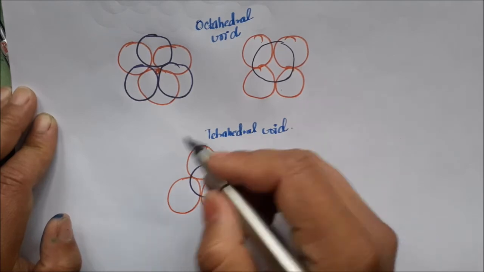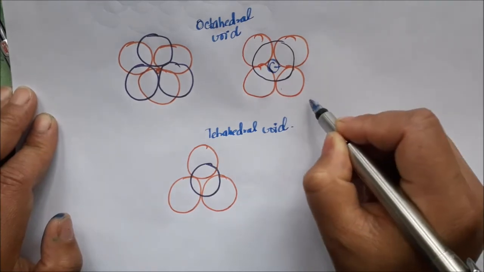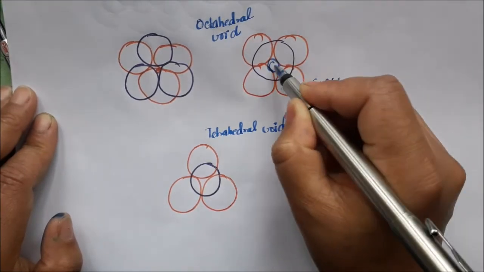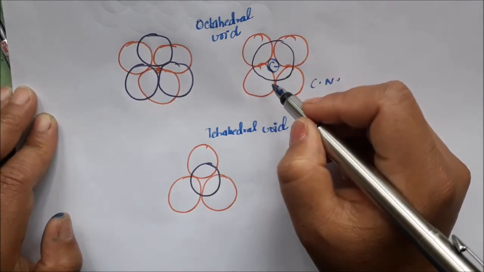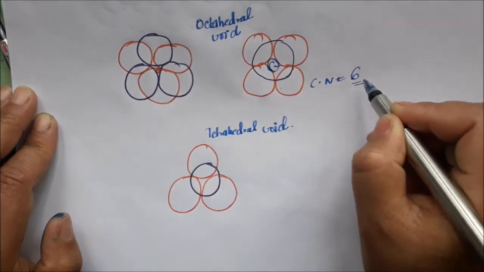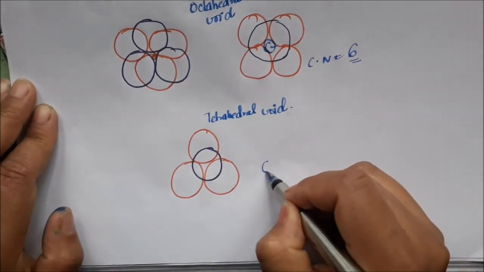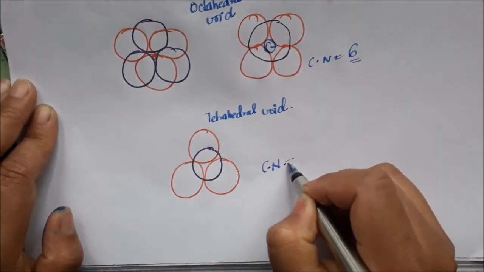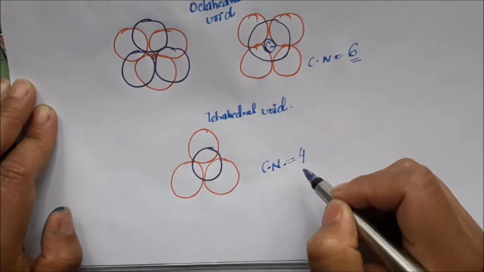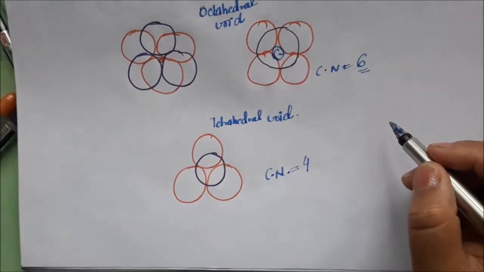So now what is the coordination number of this void? Now this void is surrounded by how many? It results from packing of 6, right? So it is surrounded by 6 spheres. So the coordination number for octahedral void is 6, and similarly for tetrahedral void it is 4. Why? Because the void is covered by 4 spheres.